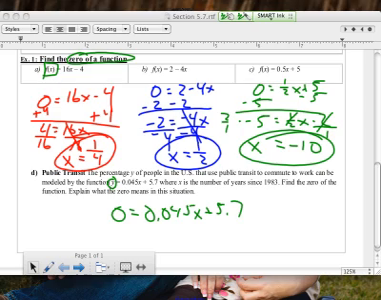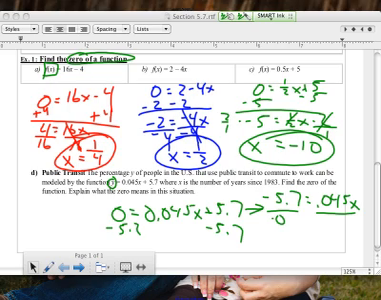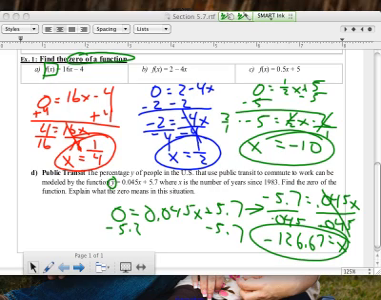Now we subtract 5.7 from both sides. So you have negative 5.7 equals 0.045x. Divide both sides by 0.045. So those cancel, and your x-intercept here, or your zero, is negative 5.7 divided by 0.045, which is negative 126.67. That is your zero.